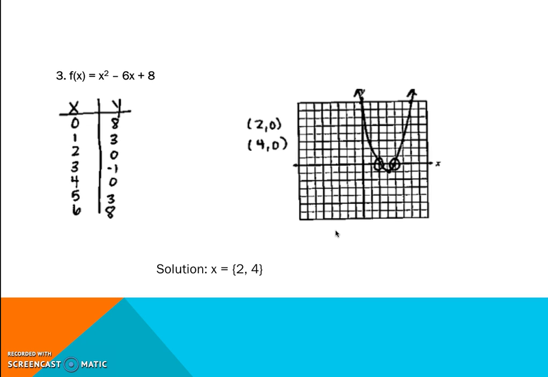So when you go ahead and graph those points, you notice that your line intersects the x-axis at two different places, at coordinate pairs 2, 0, and 4, 0. Therefore, this graph has two solutions because it passes through the x-axis at two spots. X is 2 and y is 0, and x is 4 and y is 0 as well. So therefore, your solution would be x equals 2 and 4.